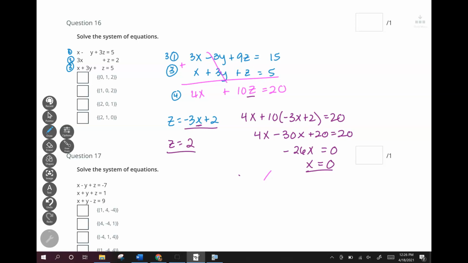So by getting rid of y using equation 1 and 3, I was able to have a system of two equations with two variables so that I could solve for x and z. Now I can figure out what y is by using either equation 1 or equation 3 and plugging in the two numbers I now have, x and z. So I'm going to take equation 1 and plug in a 0 for x and a 2 for z to solve for y.